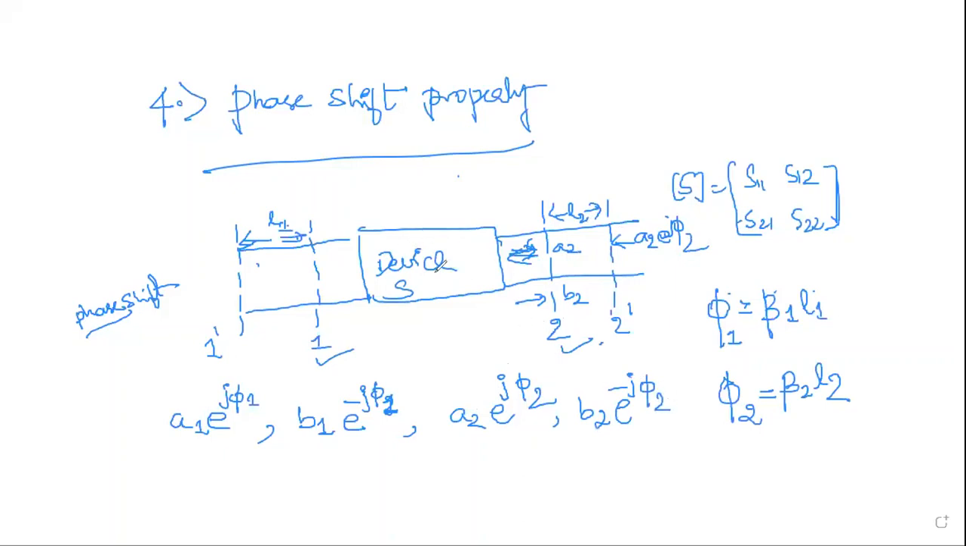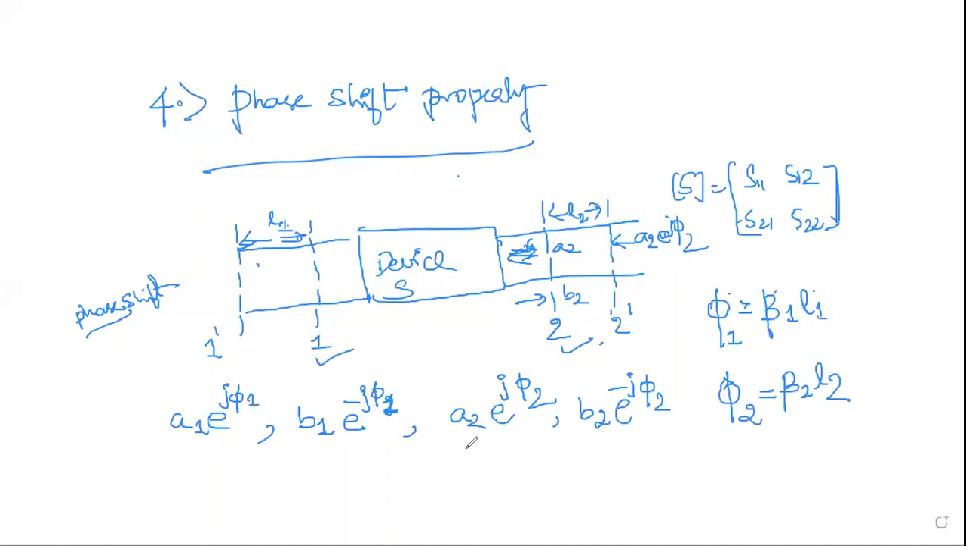You're considering a device which has ports 1 and 2. You're shifting the position of reference plane 1 to 1 dash, and similarly 2 to 2 dash. So when you change the reference plane from its position, the electrical phase shift is denoted by phi1 equal to beta 1 into L1. The incident waves will also change with respect to the phase shift, as well as the reflected wave. So whenever you change the reference plane, it gets multiplied by the phase shift of the system. The first phase shift is nothing but j phi1 for incident, and the reflected will have minus.